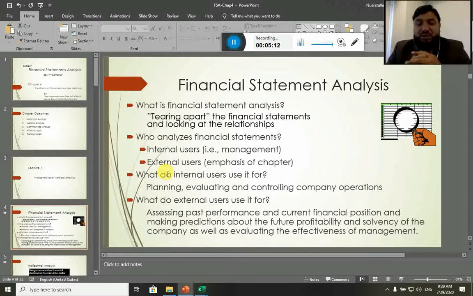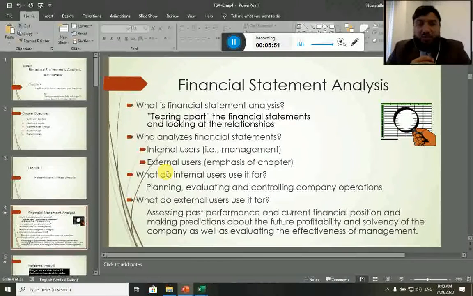External users are stakeholders outside the organization. Those could be investors, customers, competitors, vendors, government agencies, or public accountants. They are external users. They study your financial statements, analyze them, and then get information, and based on that information they take their decision based on their need and their purpose.